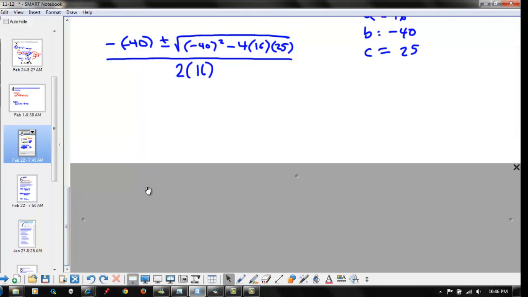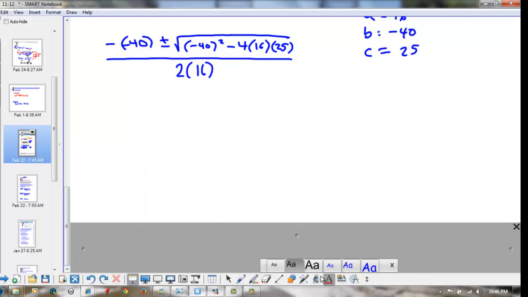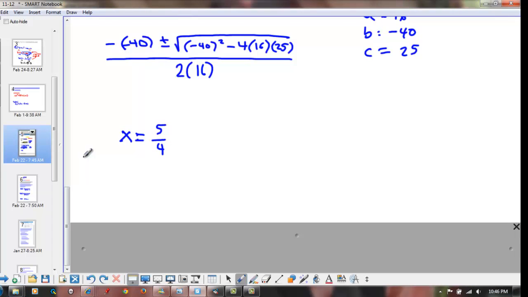Alright, so our answer for this problem, if I should write this down, our answer here was x equaling 5/4. We only had one answer for that problem. Alright, let's take a look at our last example.